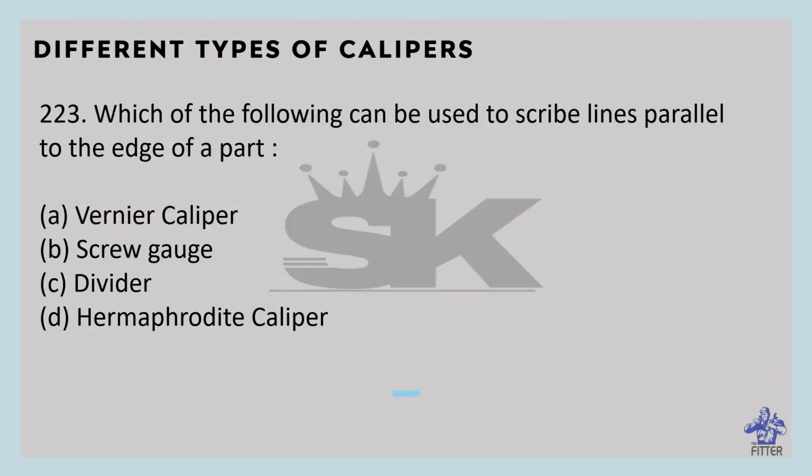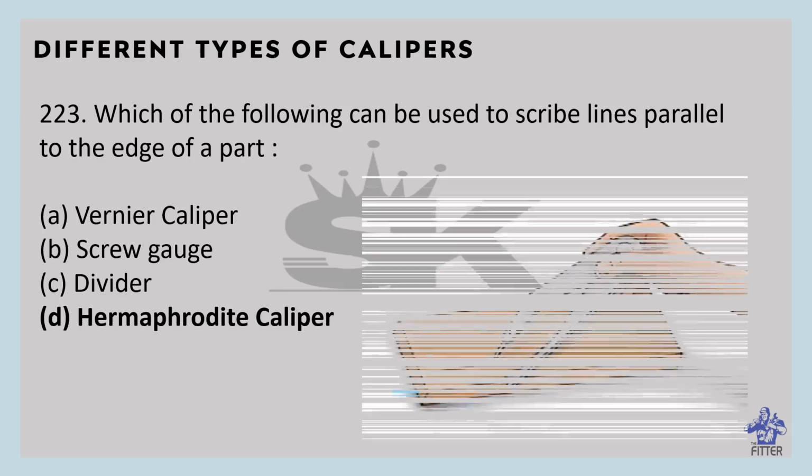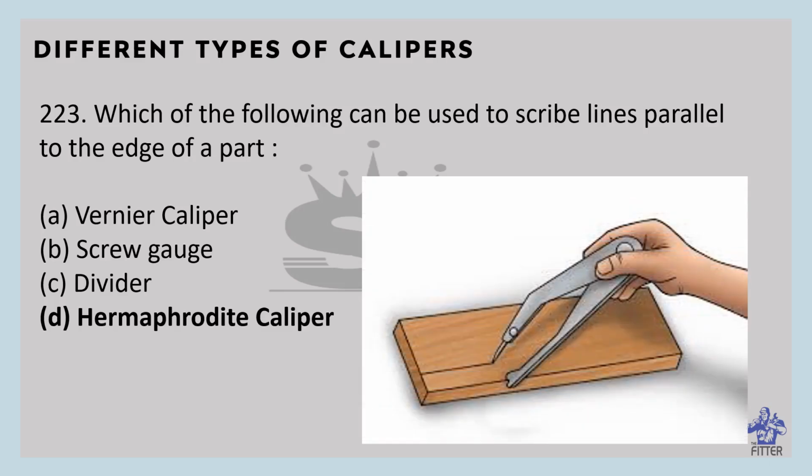Which one of the following can be used to scribe lines parallel to the edge of the part? That is hermaphrodite caliper. You can see here in the image, scribing the lines parallel to the edge of the part.